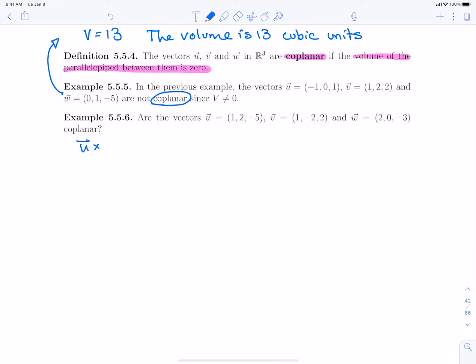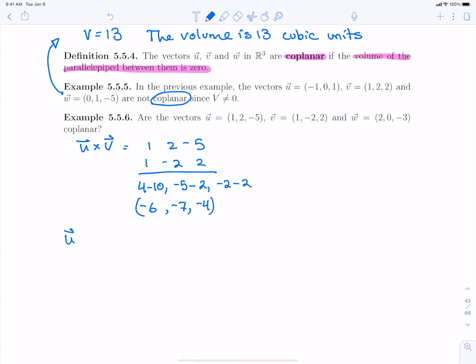Well, I would start by going U cross V. So I would line it up: 1, 2, -5, 1, -2, 2. I have 4 minus 10. I have -5 minus 2. And I have -2 minus 2. So I have -6, -7, and -4 as my vector.